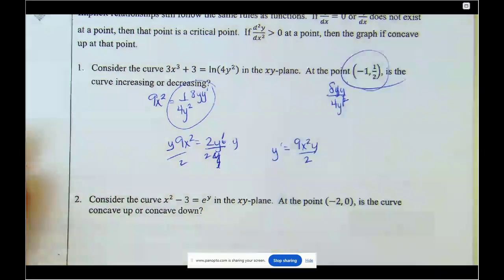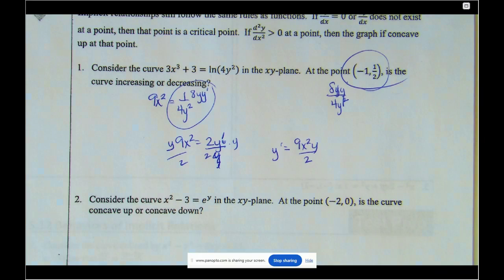Now, at that coordinate point, please tell me, is that increasing or decreasing? Do we have to make a graph? No, you don't have to do that. I think it's plug it in. It's increasing.